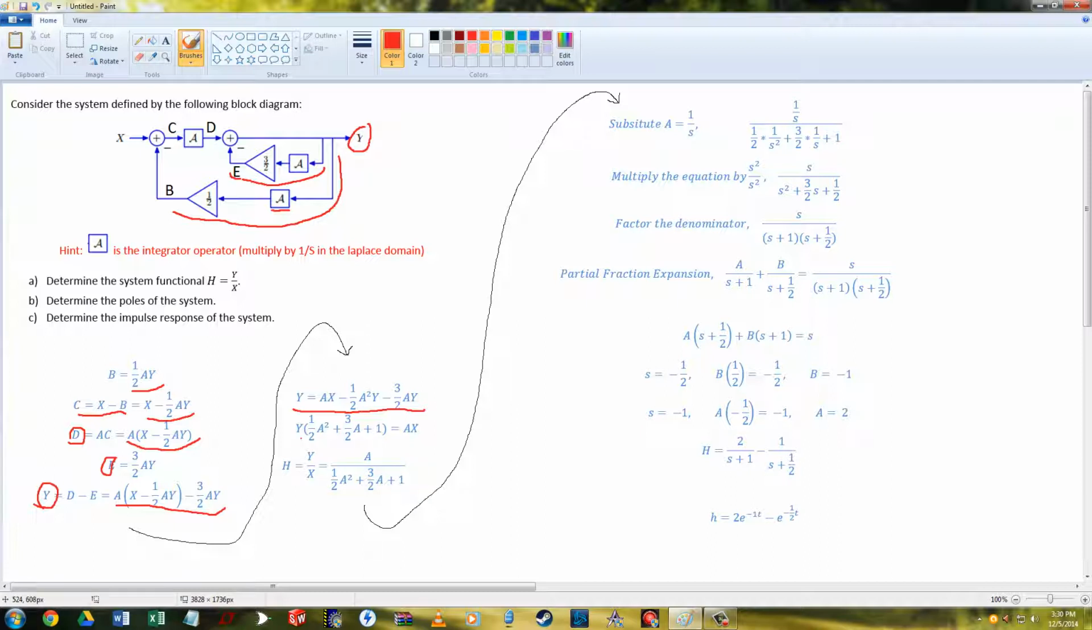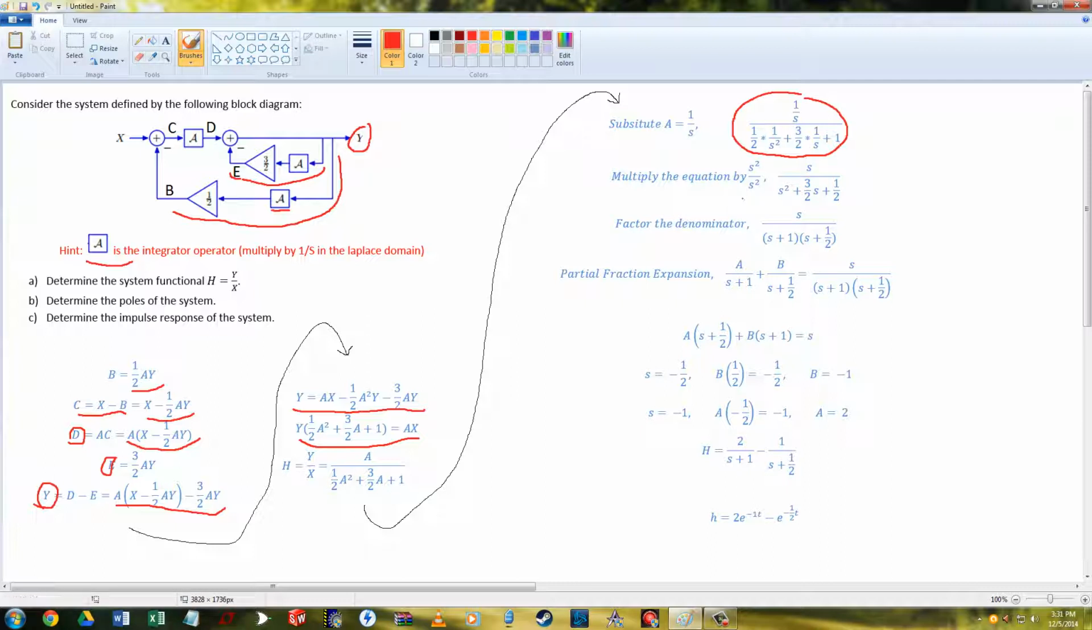In the next step, we're isolating y and x on each side of the equation in order to find our transfer function. We need to divide y by x, which gives us H, our transfer function, and that's just going to equal A over 1/2 A squared plus 3/2 A plus 1. As I said earlier, the A operator is the integrator operator, so A just equals 1 over s, and when we substitute that in, we get this equation right here.